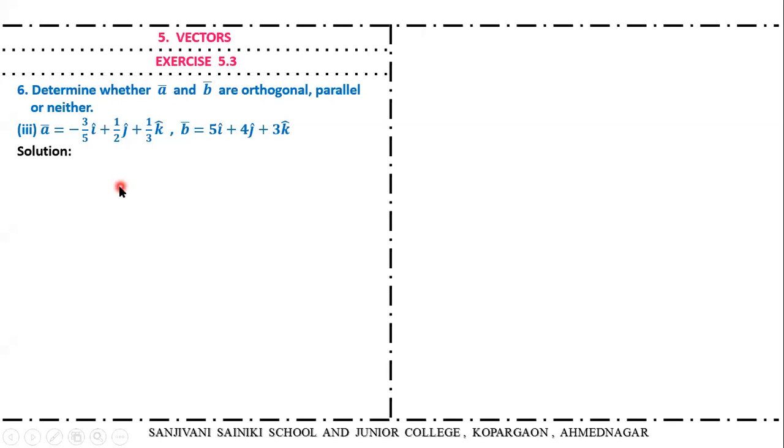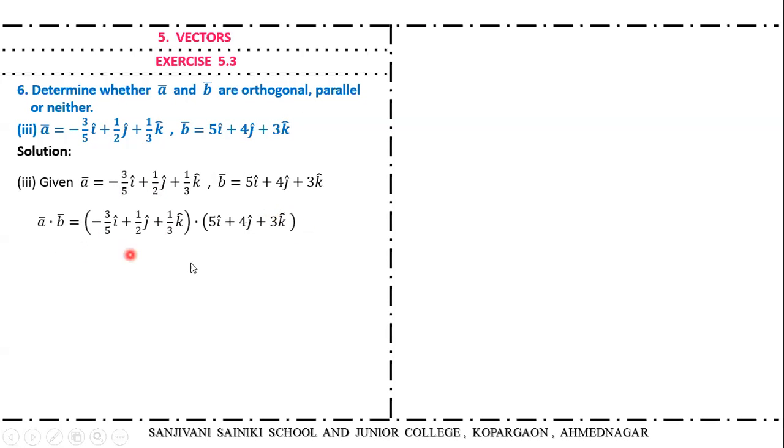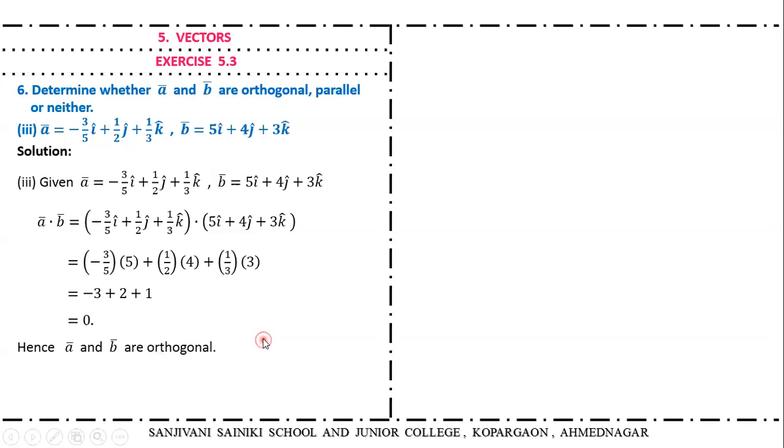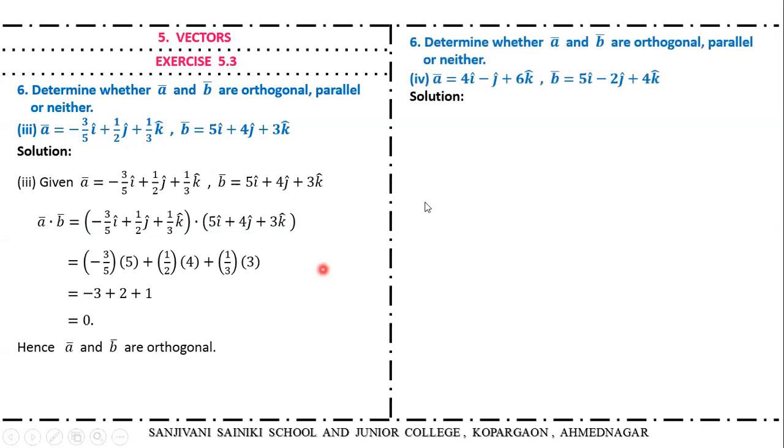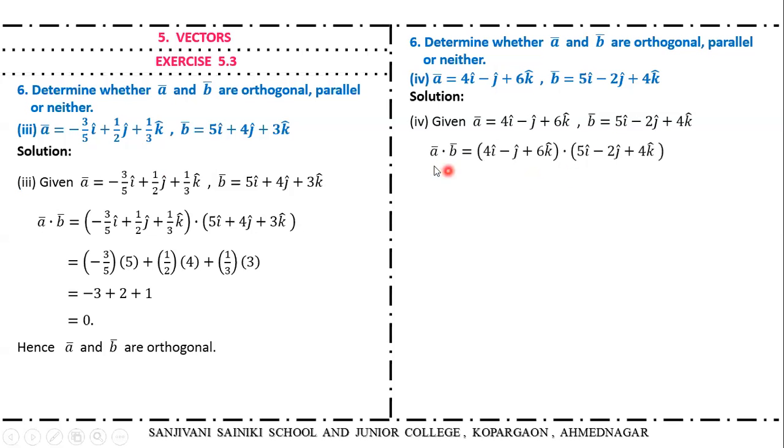The third example of the same type, we have to determine whether A bar and B bar are orthogonal, parallel or neither. Again, we take A bar and B bar and their dot product. After simplifying, we get 0, so A bar dot B bar is equal to 0. The vectors are perpendicular, so the vectors are orthogonal. The fourth example of the same category: again, we take A bar, B bar, then take their dot product A bar dot B bar.